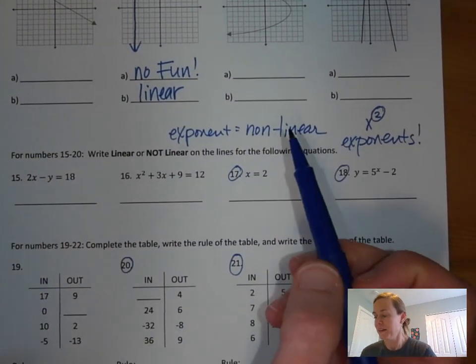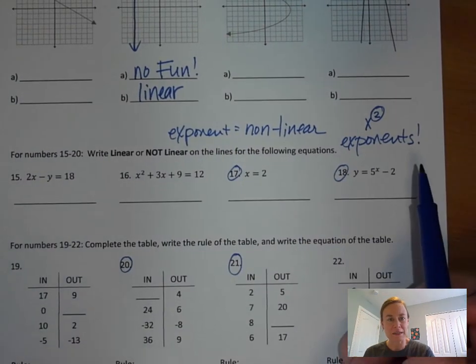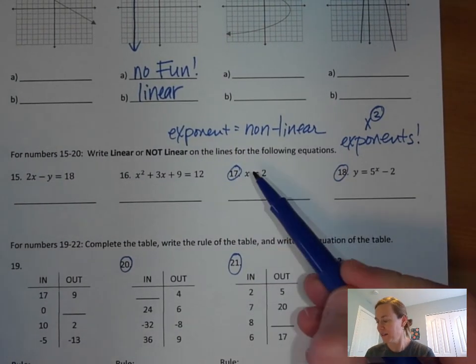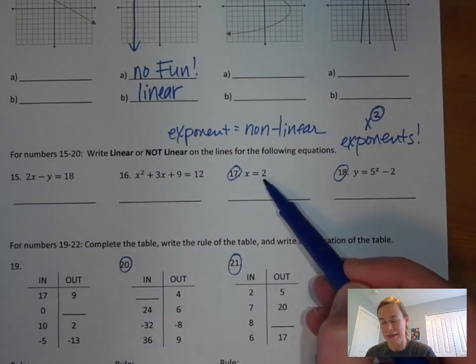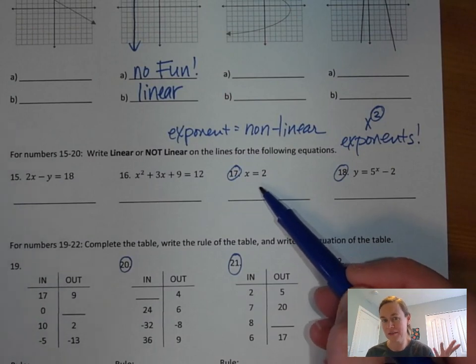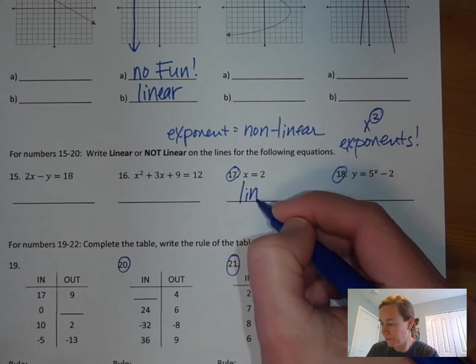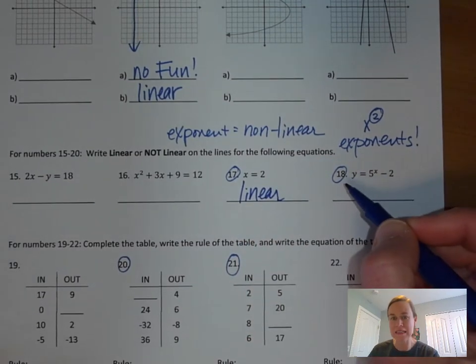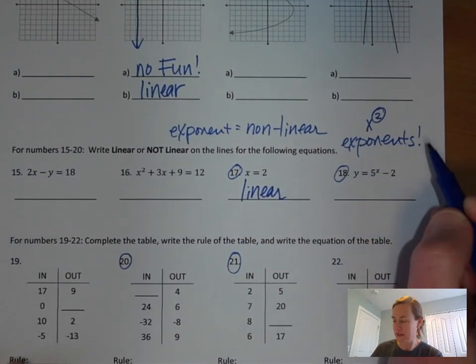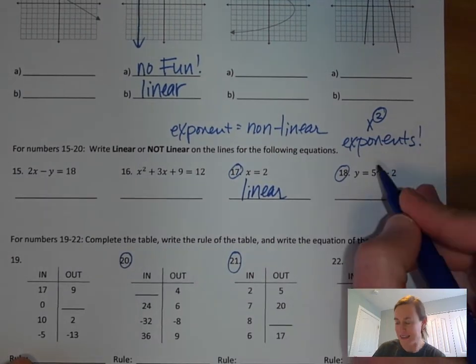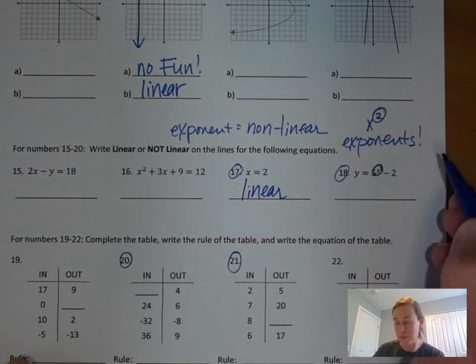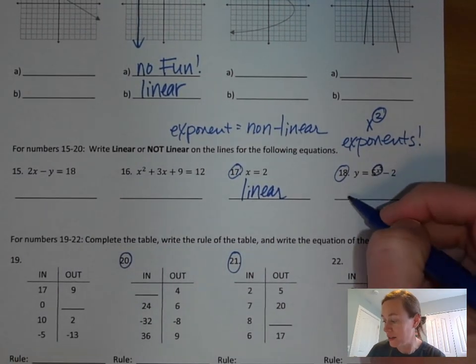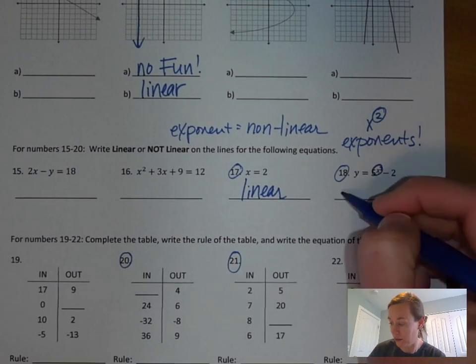It's pretty fun. So let's just look at 17 and 18. In number 17, x equals 2. I don't see any exponents, do you? No exponents, that means it is linear. All right, what about 18? You see any exponents? 5 to the x. Yeah, this little guy right here, it's an x, but it's actually the exponent, so that means it's going to be nonlinear.